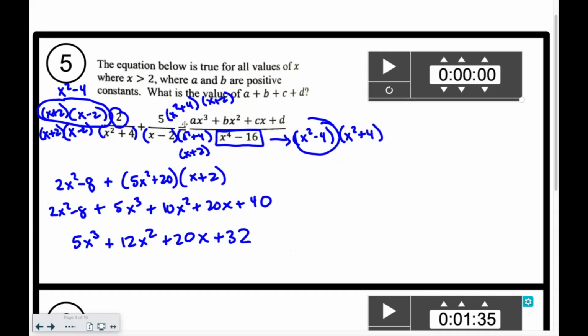So now when I match this up to, again, there is a denominator in both of these, but I just ignored it. So this numerator has to equal this numerator. So therefore, that tells me that A is 5, B is 12, C is 20, and D is 32. And finally, they wanted me to do A plus B plus C plus D. So you just add them together. So 52, 64, 69.